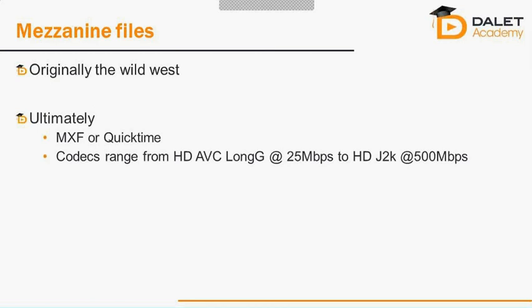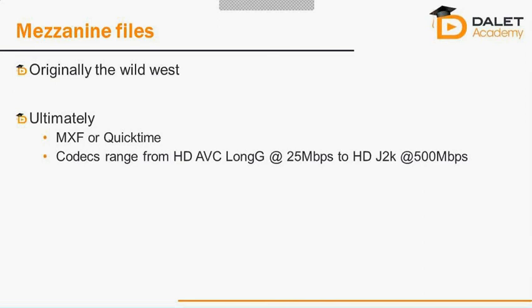Mezzanine files is the name of the file format that you use in your facility. You bring all the files in, you normalize them to your mezzanine file format, and then you send them out in a different format. Originally, this was the Wild West. Everybody chose their own particular favorite of MXF or MP4 or QuickTime. Ultimately, it's boiled down to MXF or QuickTime, based around either a J2K or an AVC, not any HEVCs yet because it's still a bit pricey, but really everything's boiled down to these major formats. And mostly that's down to cost.